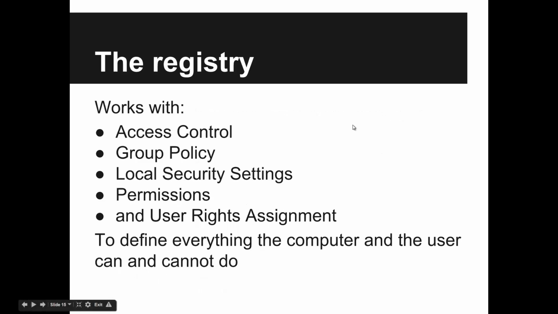And these main 5 hives, along with other sub-hives, provide the Windows operating system layers and components everything they need to know to perform access control, group policy decisions, local security settings changes and rules, permissions, evaluations and changes, and user access control and user rights assignment. Essentially, any form of security setting or check comes through checking the registry.